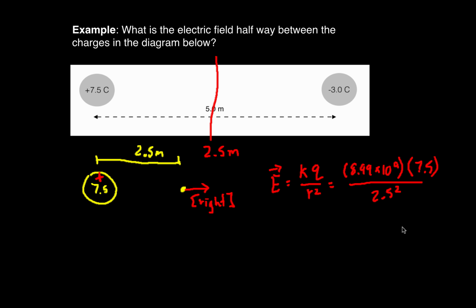Watch the squared. It's a really common habit to forget to square our radiuses, which gives us an electric field equal to 107.88 newtons per coulomb to the right.